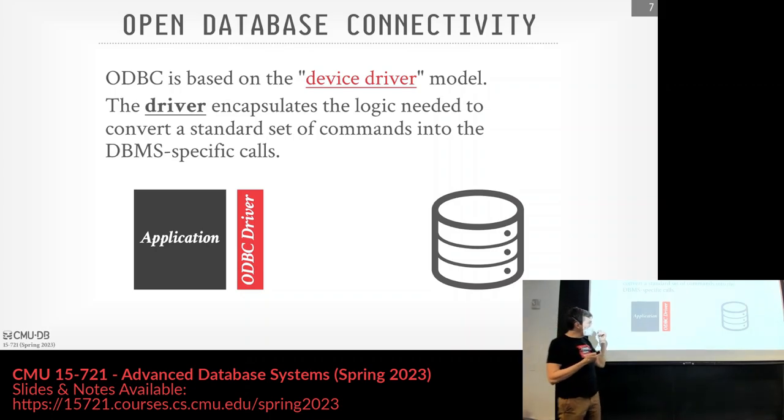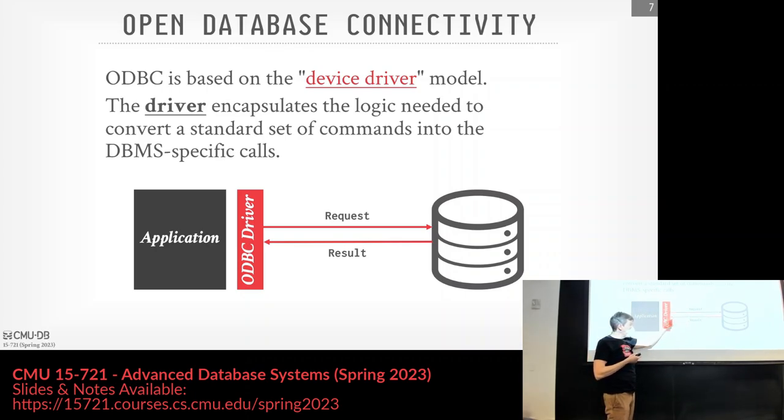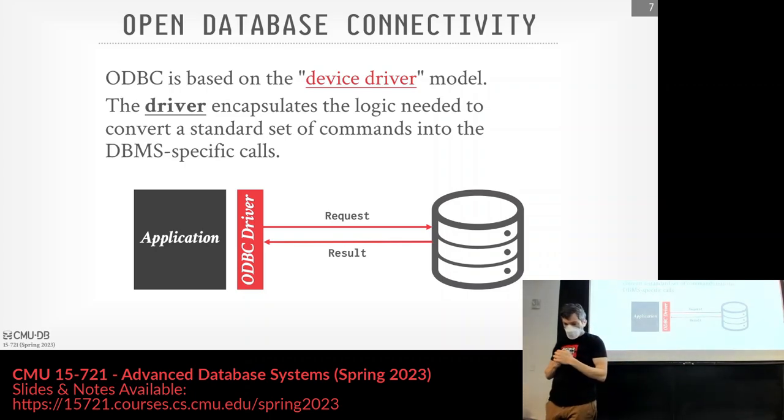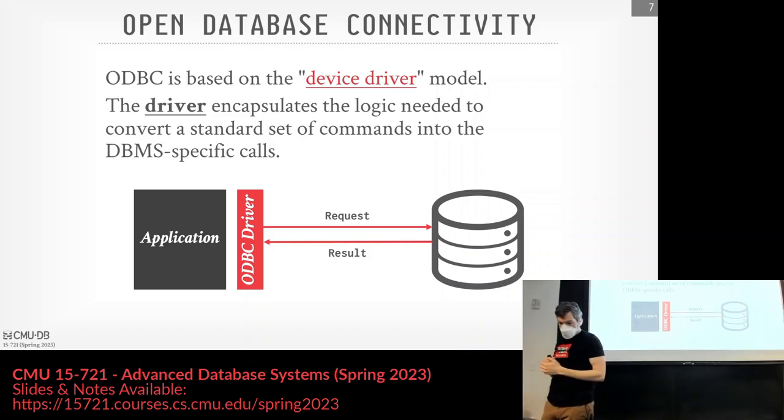The application is going to write code against this standard ODBC API. Then the ODBC driver is going to convert those commands that you write to the library into requests that go over the network to the database system. The database system then runs the query, and you get back a result, and the driver marshals it back into the correct format. For example, the ODBC API might specify 32-bit integers, but your database system stores everything as 64-bit integers, so the ODBC driver is responsible for converting that back to conform to the API.